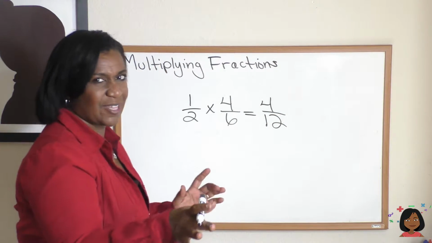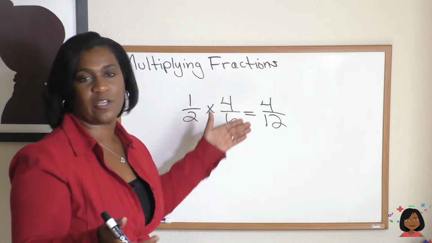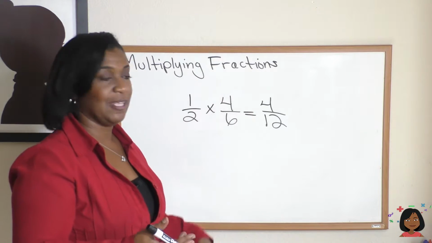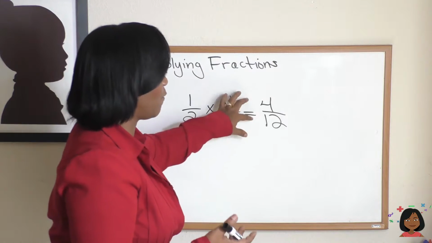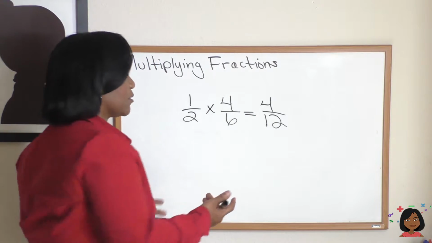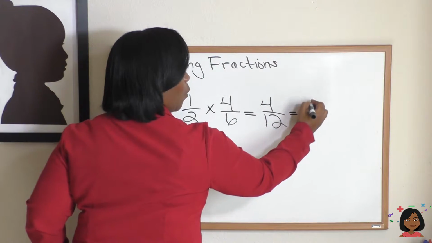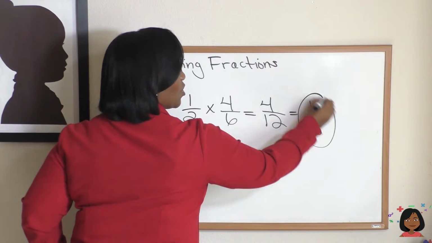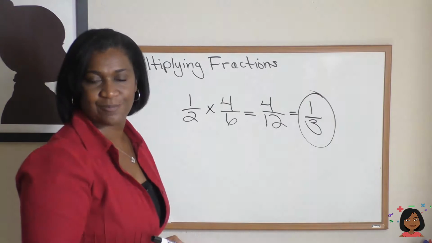Now, do we ever stop there in a fraction? No, we look to see if that fraction can be reduced any. And it looks like it can. We know that 4 goes into both of these numbers. 4 goes into 4 one time. 4 goes into 12 3 times. So 1/3 is our answer.